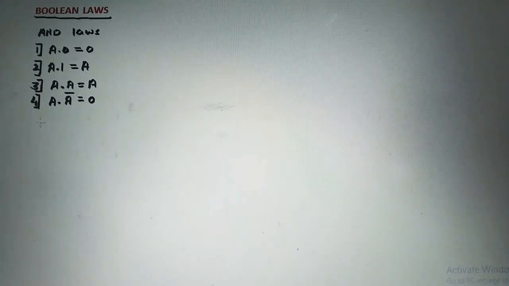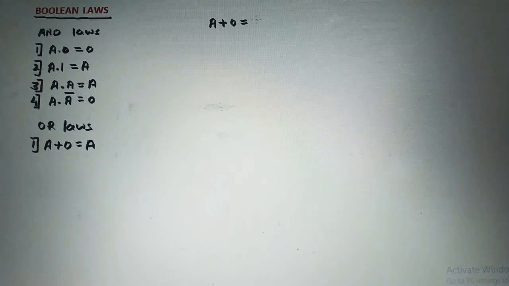Next we will see OR laws. Now the first OR law is a plus 0 is equal to a. That means ORing an input with 0 will always result in the output that is equal to the input. Now see here, a plus 0 is equal to a.